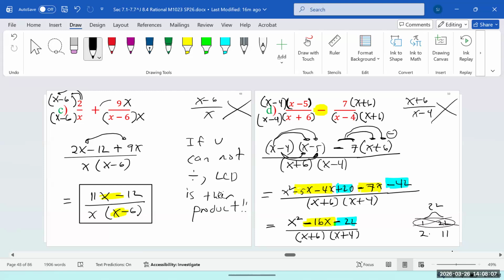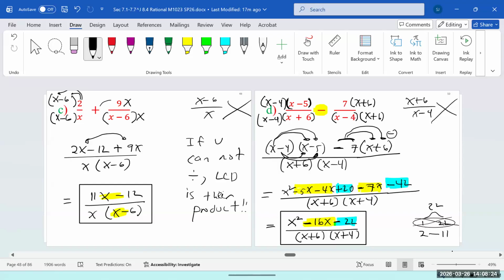Now 2 and 11. If you add them, you get 13. And if you subtract them, you get 9. Can you get 16 anyhow? So there is nothing to do. We stop. But why would we even try to find it?